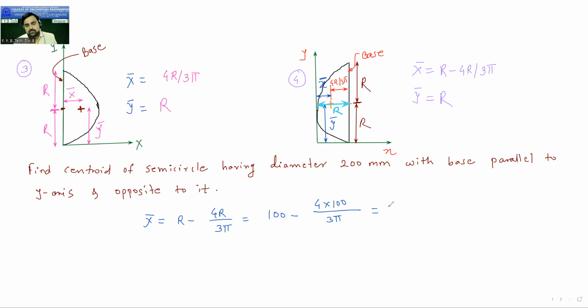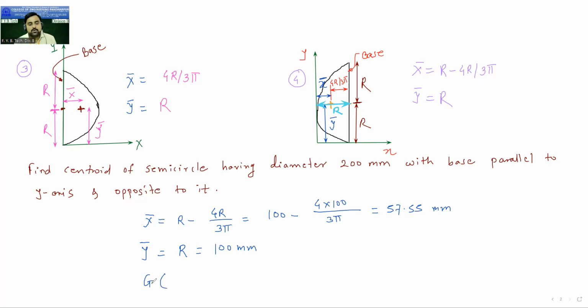It is 57.55 mm because diameter is given in mm. And now y bar. What is the formula for y bar? Y bar is equal to R, which is equal to what is radius? 100 mm. Okay, so finally you should write the answer. In this way you should write the answer.